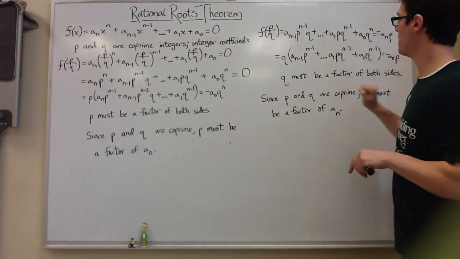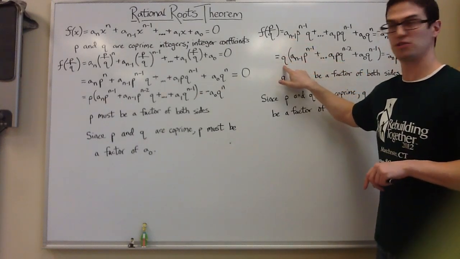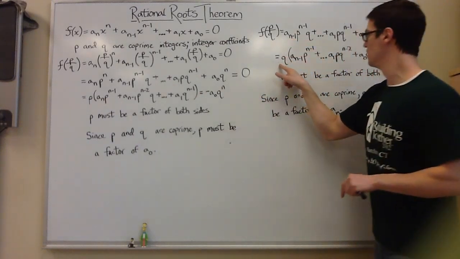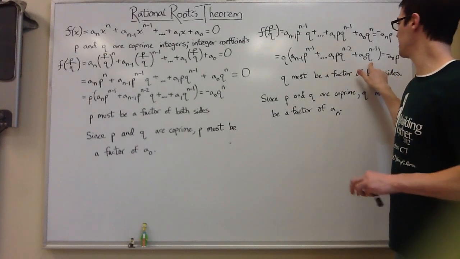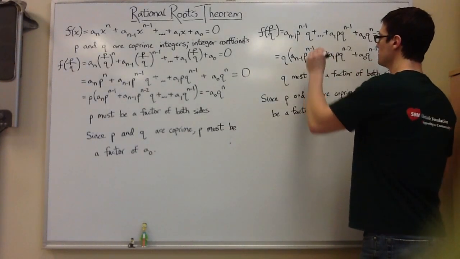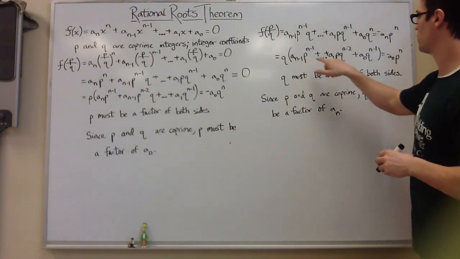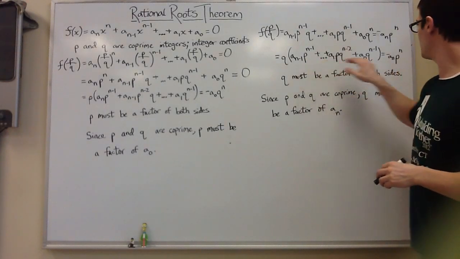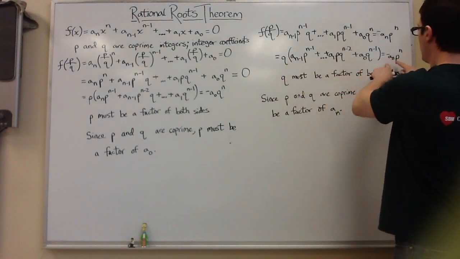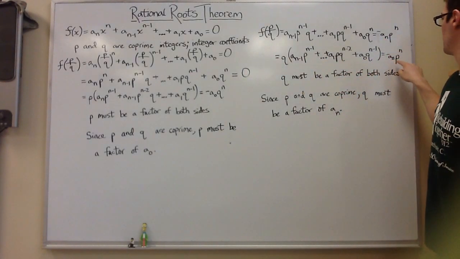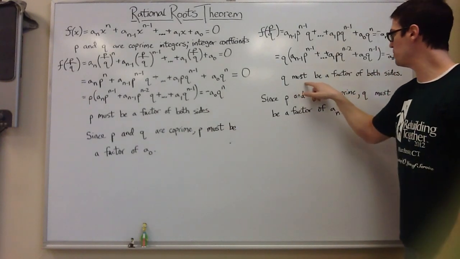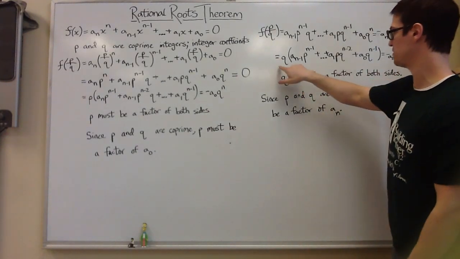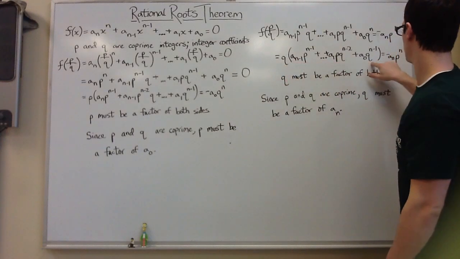From there I factored out the q, just like I factored out the p before. So I end up with this long integer, basically, and I forgot a little plus sign here. Fix that real quick. And factoring out the q, you end up with the negative an times p to the n power from what we had before. And q must be a factor of both sides, because as you can see, q is multiplied here times this integer.